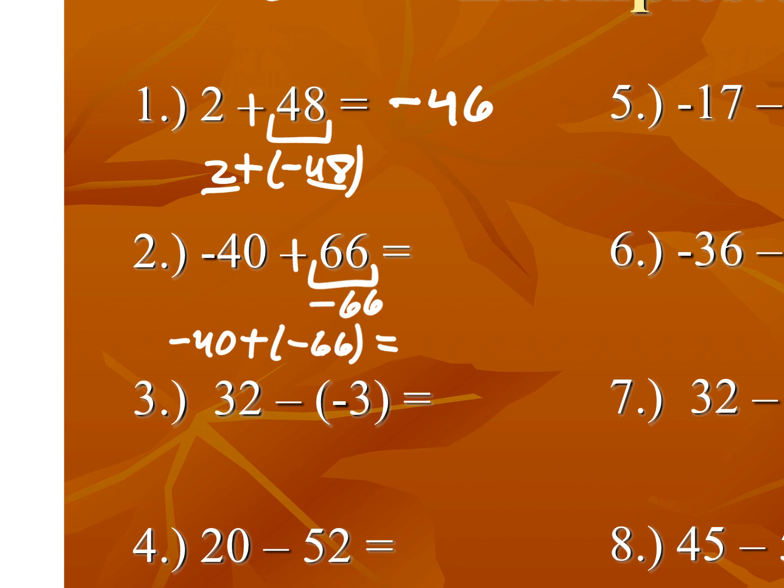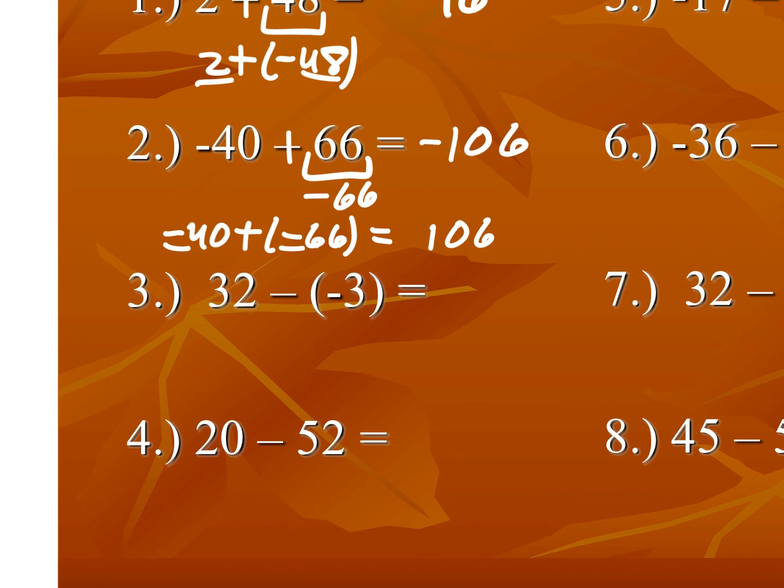Now these have the same sign. Same sign, you add and keep the sign. 40 plus 66 should get you 106. And since they're both negative, we're going to make it a negative 106.